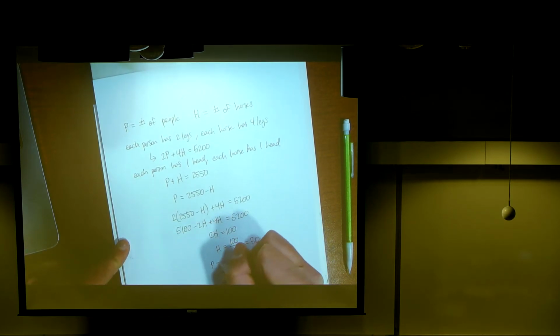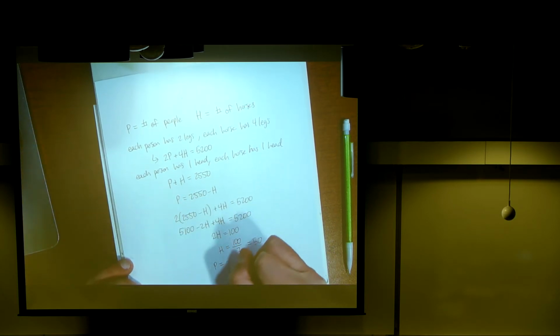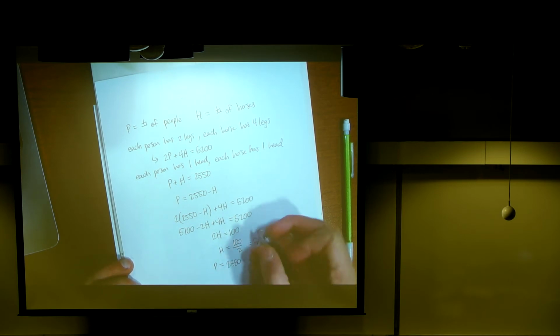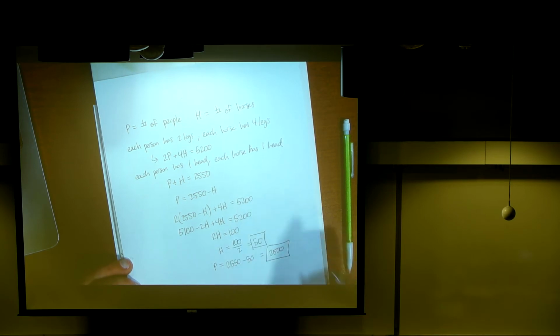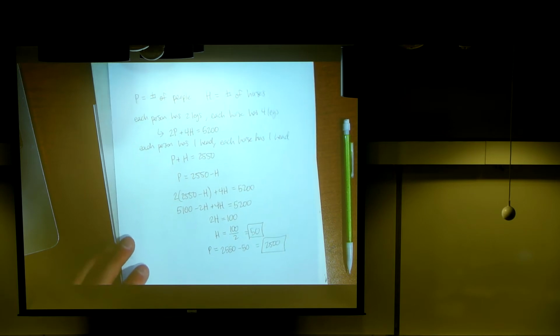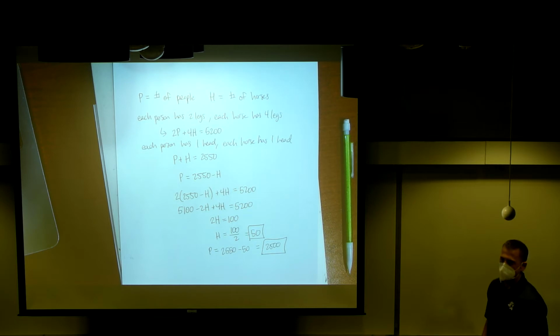How many people? Well, the number of people is just 2,550 minus H. So 2,550 minus 50, 2,500, right? Those are what we're looking for right there. Okay? Any questions on that? So again, it's pretty much the same problem, just stated in different words.